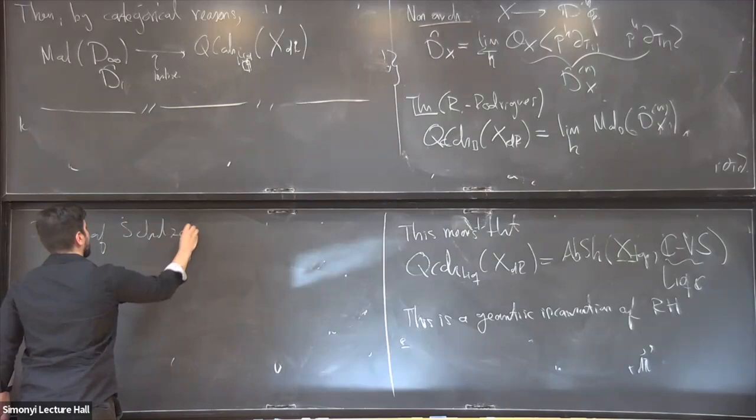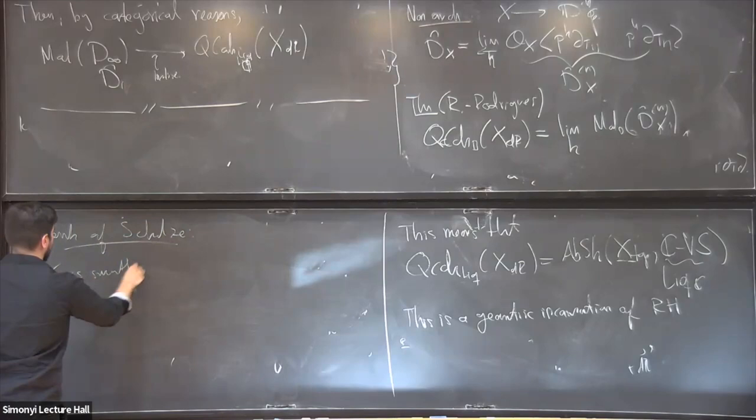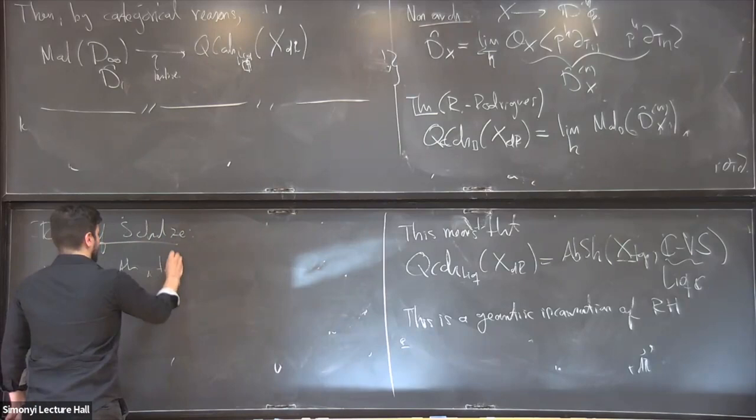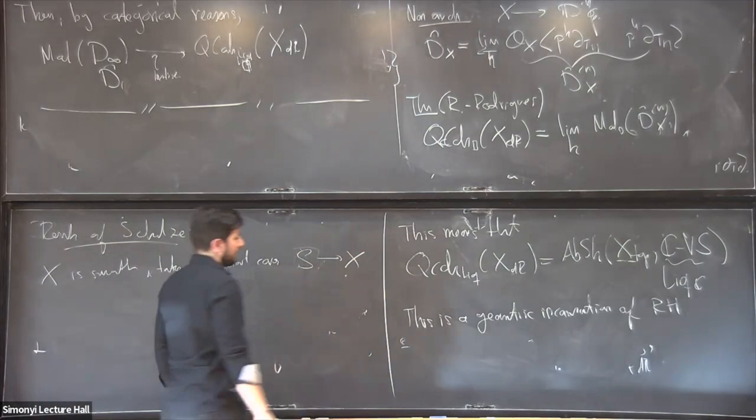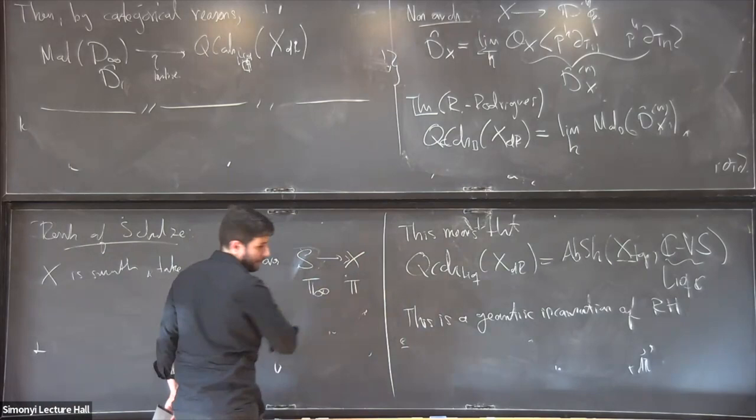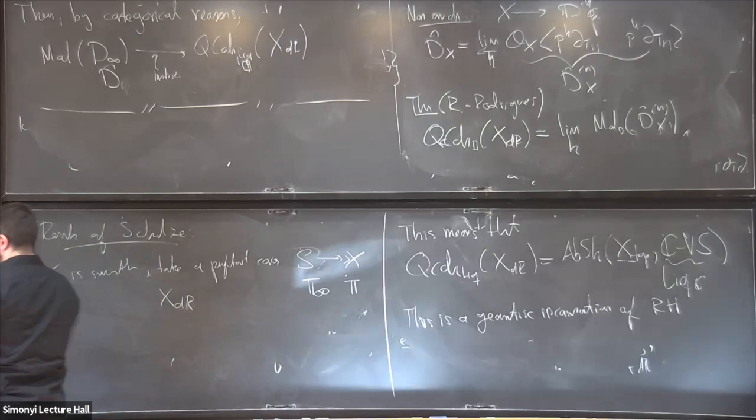Let me for now just assume that X is smooth. Maybe you can just get rid of this definition. So you can define, well, take a perfectoid cover over the projective space. So you can think of this as maybe the torus, and this is the perfectoid torus in here. And then you can define the de Rham stack by using this formula.